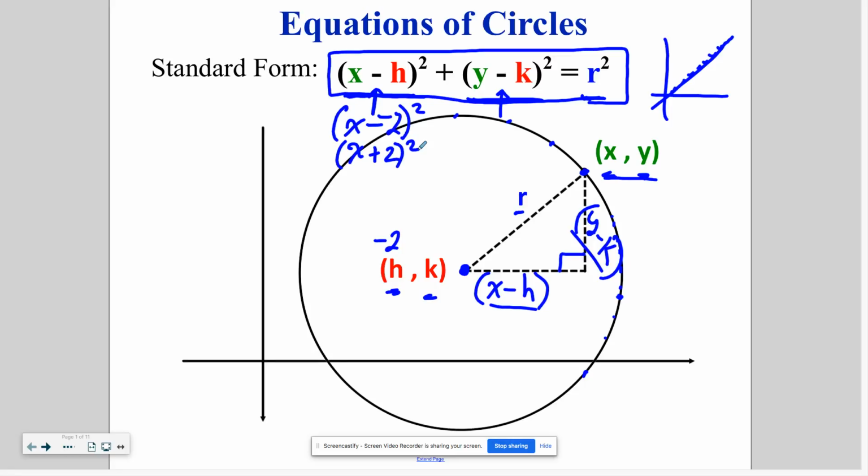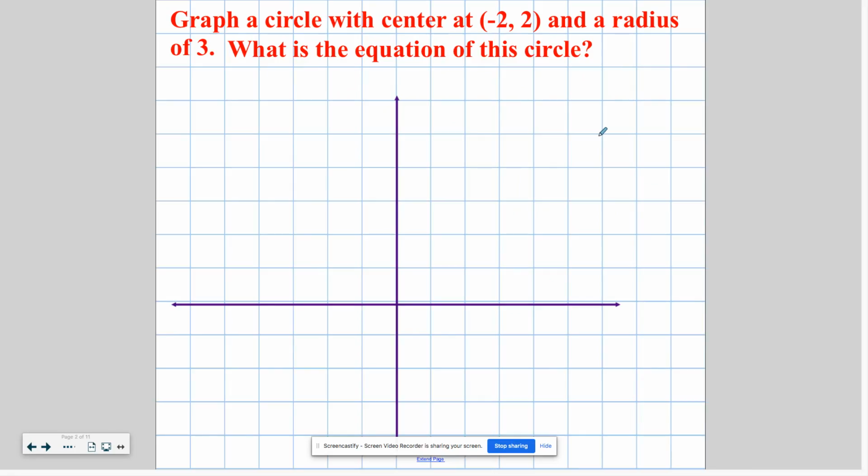And then also the radius. This is the radius squared because it's Pythagorean theorem. So if your radius just happened to be 5, then this isn't 5, it's 5 squared, which is 25. So we just have to be careful about those things. But that's the equation. Let's get to work.